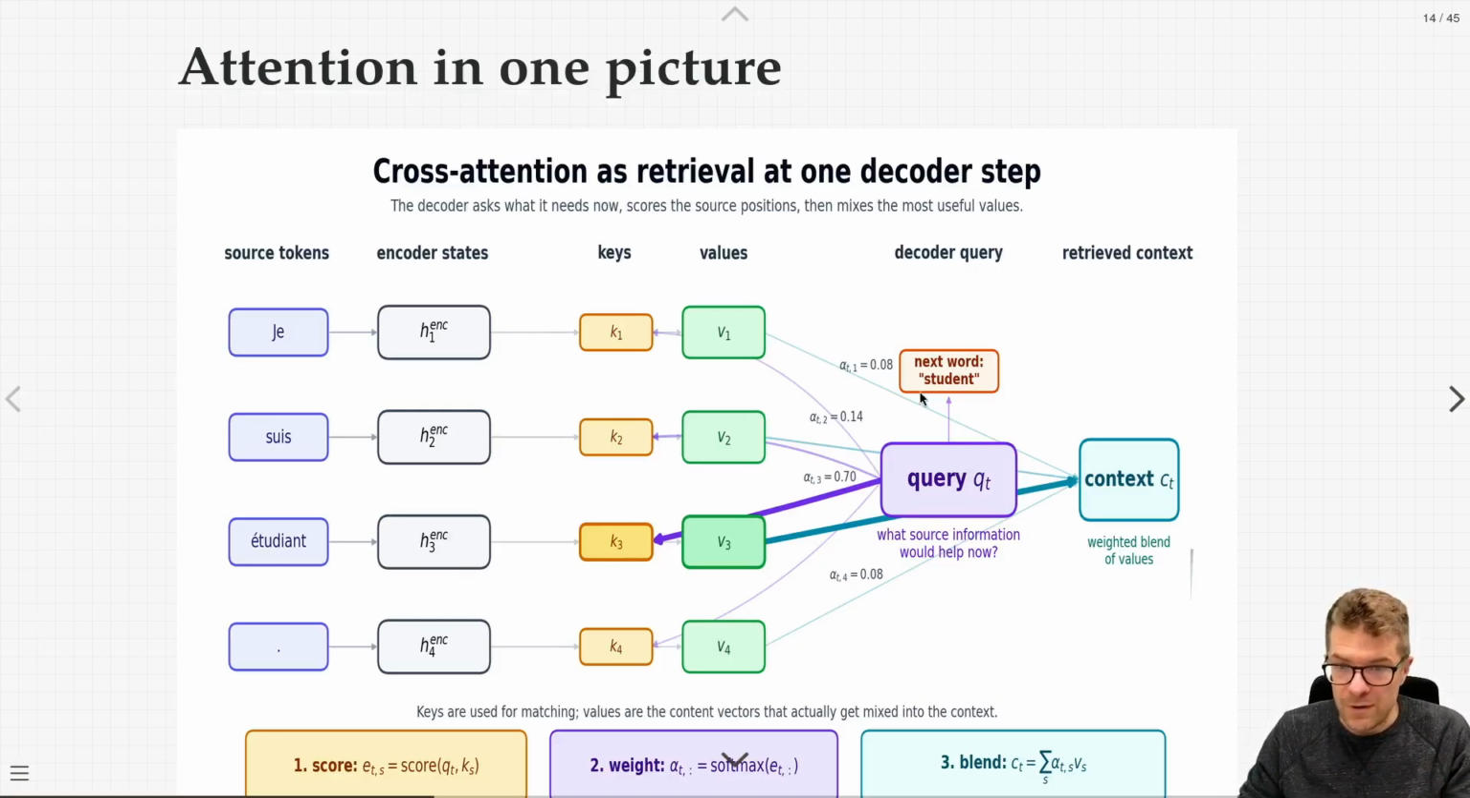So then I can combine all of these things. I can take 8% of the information in position 1, the value is the information in position 1, plus 14% times information in position 2, plus and so on and so on. This gives me a blended combination of all of these values of the information in my input tokens. This is the context C sub t. This is useful for me at time t, and I'm going to make use of that when I'm producing my next word, which in this case would be student.